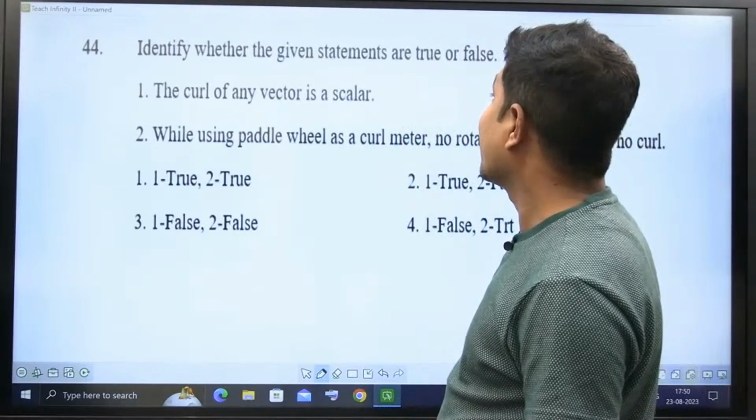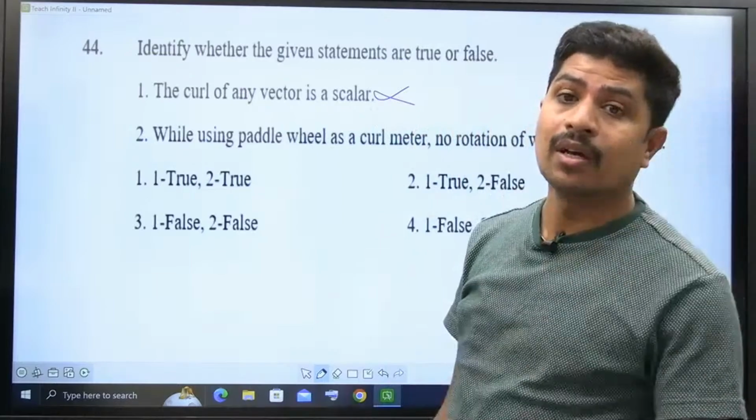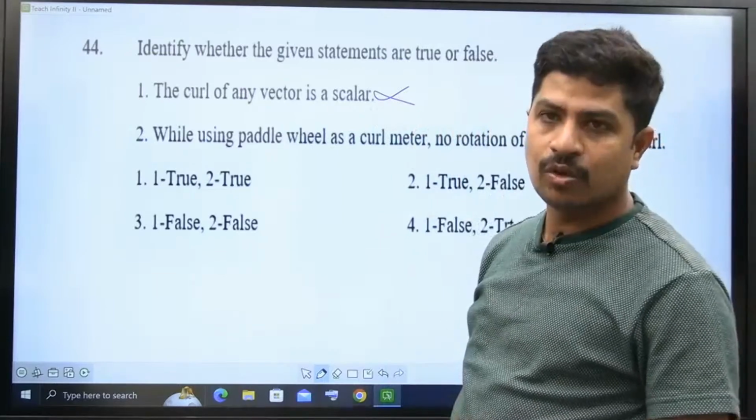44. Identify whether the given statements are true or false. The curl of any vector is scalar. No, curl of a vector is always a vector. Never is it going to be scalar.